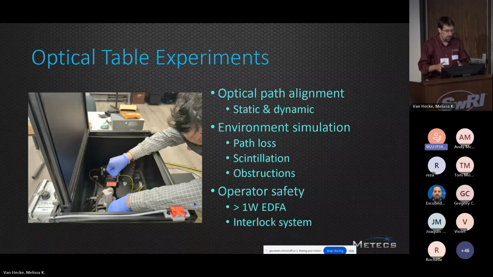Inside of our optical table, we've actually got the ability to do some environment simulations. So just sheer path loss, the amount of distance that you have to cover with a laser, the absorption of the atmosphere, we can simulate that with neutral density filters. We can simulate the refractive index of air that's heated in different areas, so the scintillation effect. You've seen this with mirage across the desert, for instance.